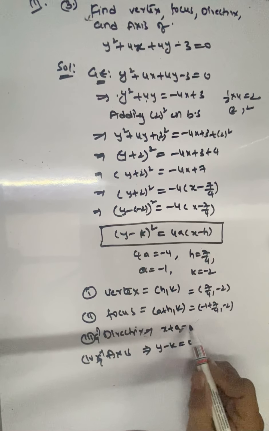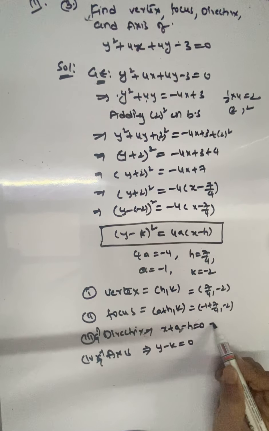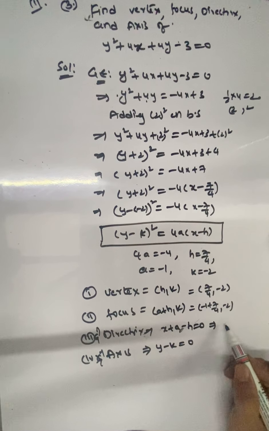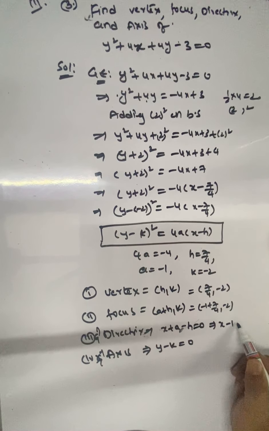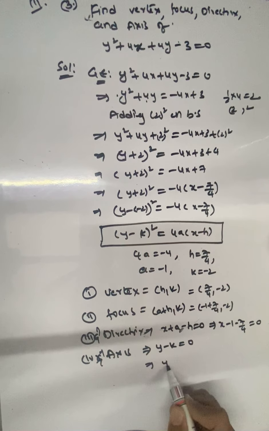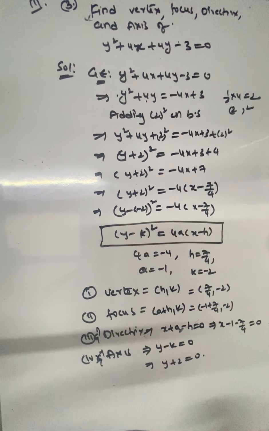Or x plus a minus h equals 0. And the axis: y minus k equals 0, y minus of minus 2 equals 0. This is the question which they can ask you for 7 marks.